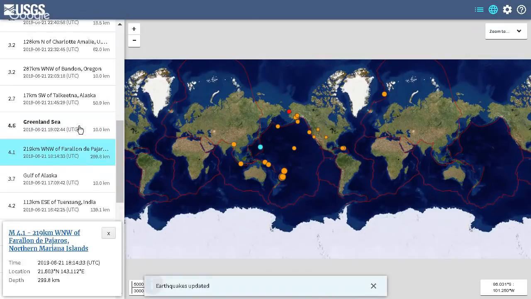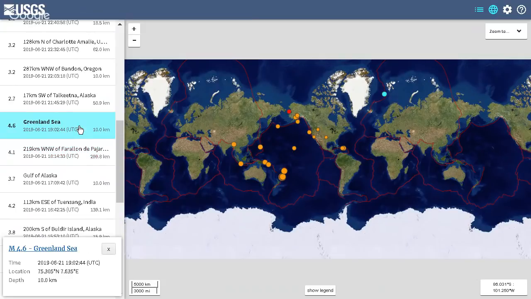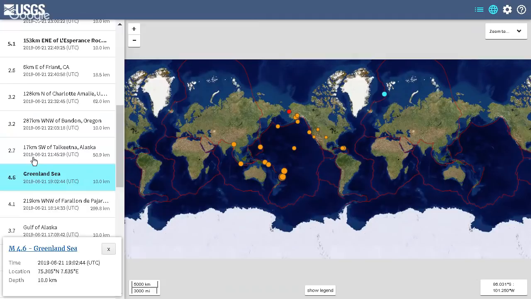Here's a 4.1 at the Northern Mariana Islands. They're at 299 kilometers. Heads up for a larger quake there at the surface. Here's a 4.6 very far north in the Greenland Sea, near Svalbard. Very far east of Greenland. All right, and what else do we see?